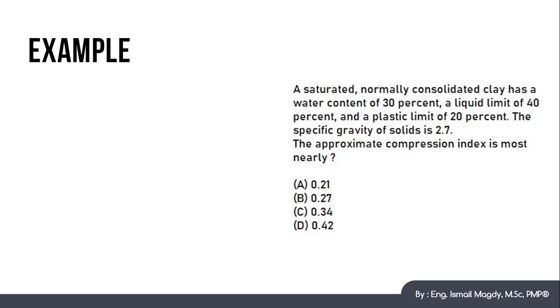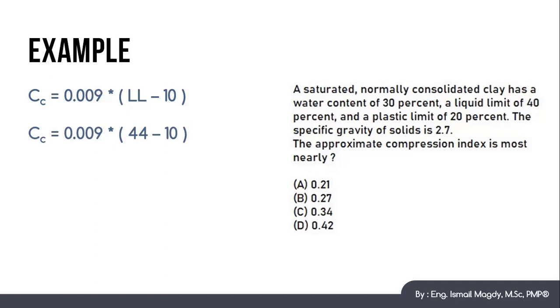The key answer for this question here, it is saying normally consolidated clay. If it says normally consolidated, this means this is a virgin compression, not recompression. So Cc, which is the compression index for virgin compression, equals 0.009 multiplied by liquid limit minus 10. This is very direct. It will be 0.009 multiplied by 40 minus 10, which will equal 0.27. So this is going to be our answer, which is number B.